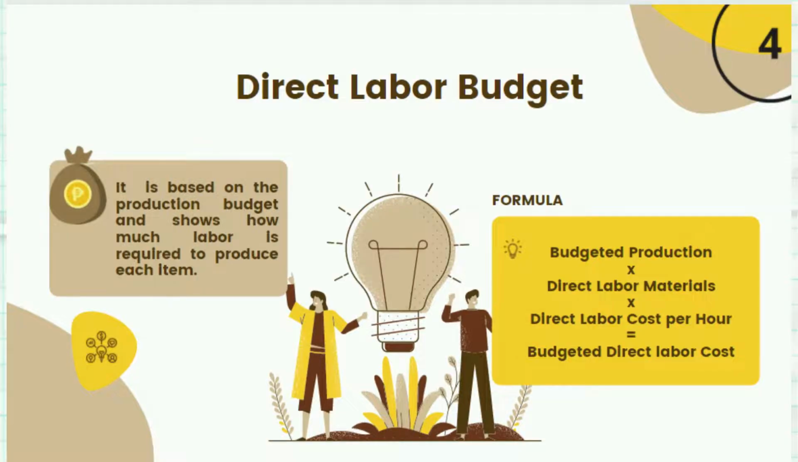Fourth step, which is the direct labor budget. It is based on the production budget and shows how much labor is required to produce each item. Budgeted production multiplied by direct labor hours multiplied by direct labor cost per hour is equal to budgeted direct labor cost. Please take note of this formula.